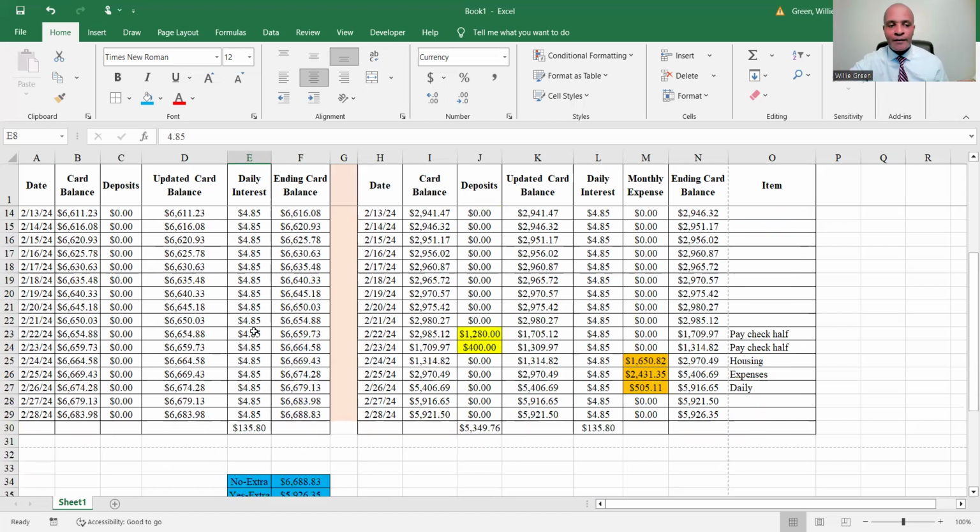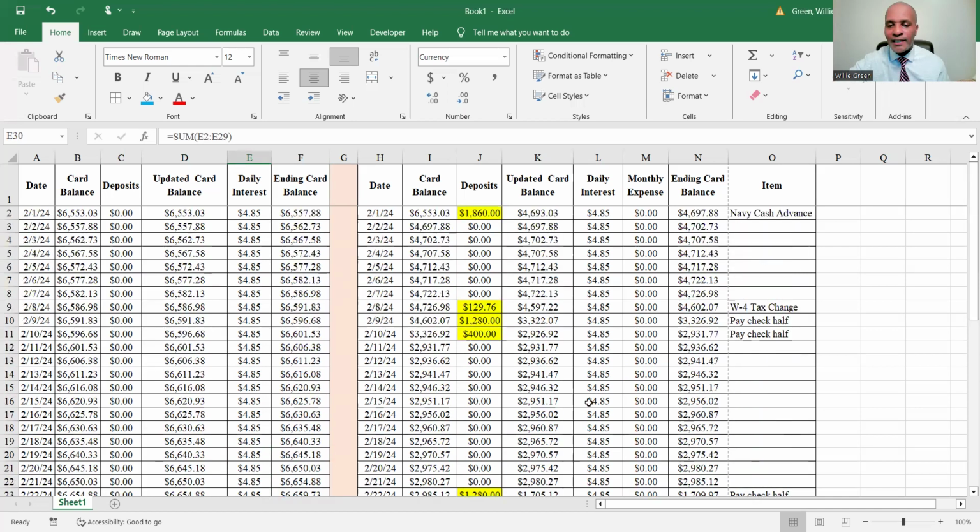So if I go an entire month making no payments, waiting for me to get my bill, then I'm going to end up paying $135 in interest alone. And then they usually tack on $25 as the minimum payment. But if I do nothing to this today without any velocity banking attempt, I'm going to end up paying $135.80.